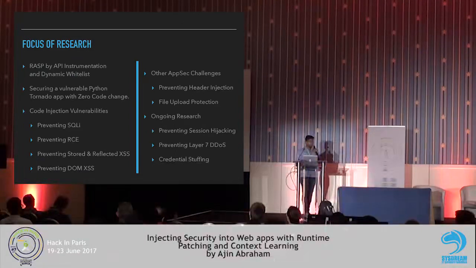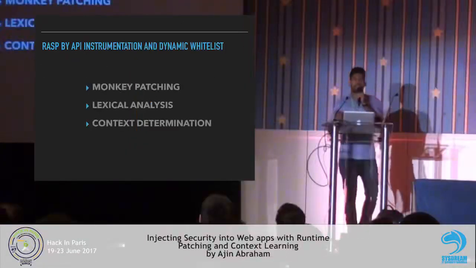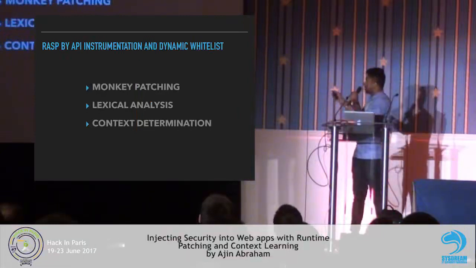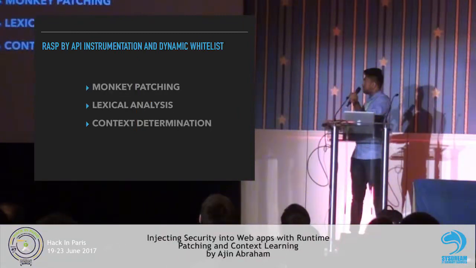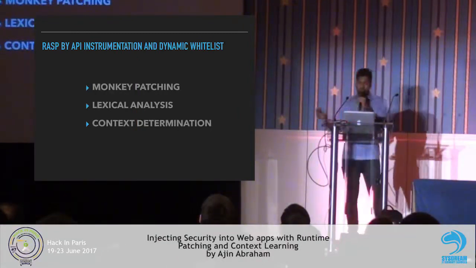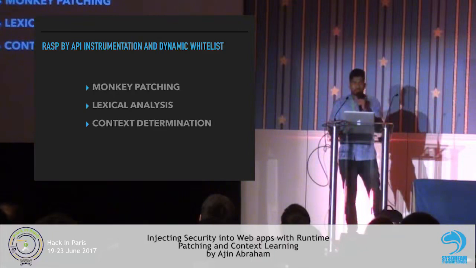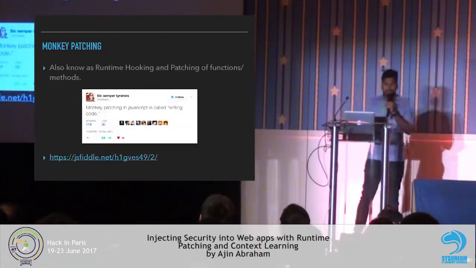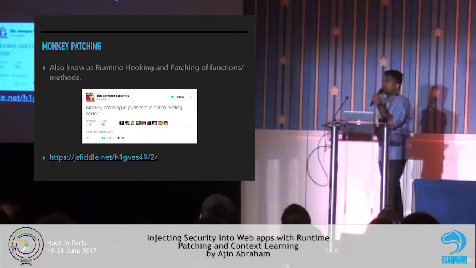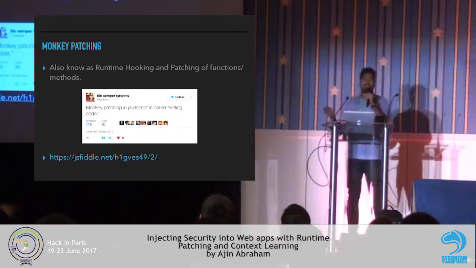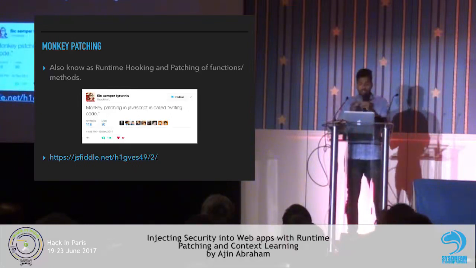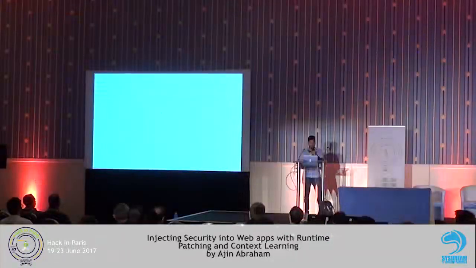Before going into instrumentation and RASP, there are a couple of things that you need to understand. The first thing is monkey patching, the second one is lexical analysis, and the third thing is context determination. We will go through each of these concepts. You might be aware of most of these things. So monkey patching, or runtime hooking and patching, is a methodology that allows you to change the definition of a function at runtime. Let me show an example. That's the easiest way to demonstrate this.